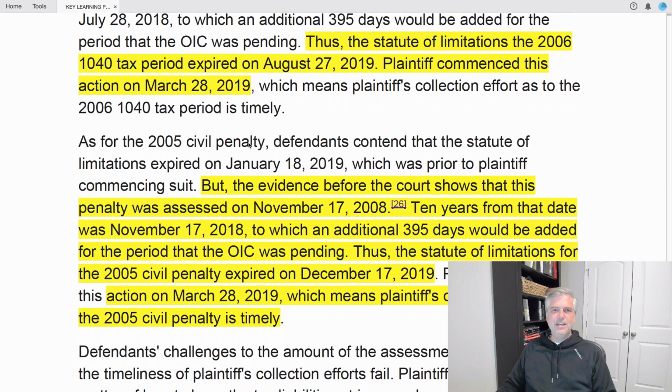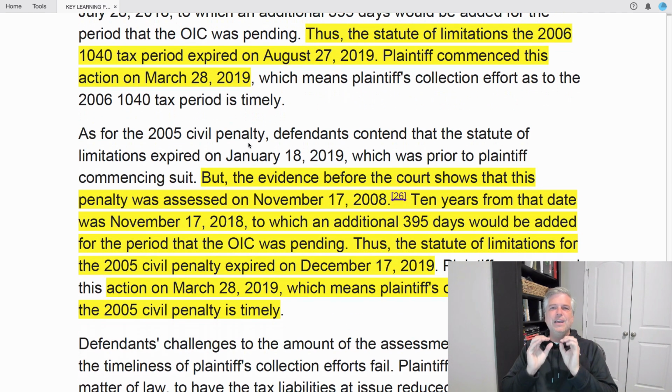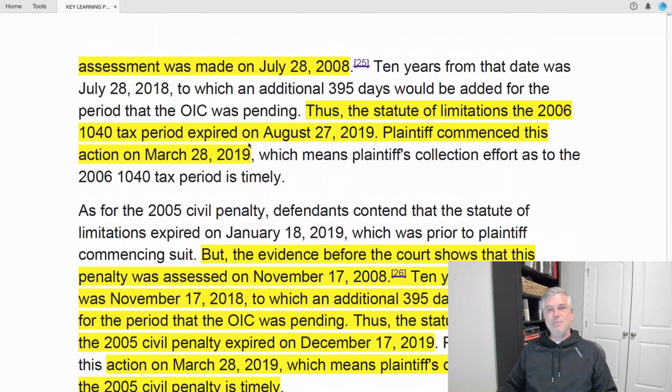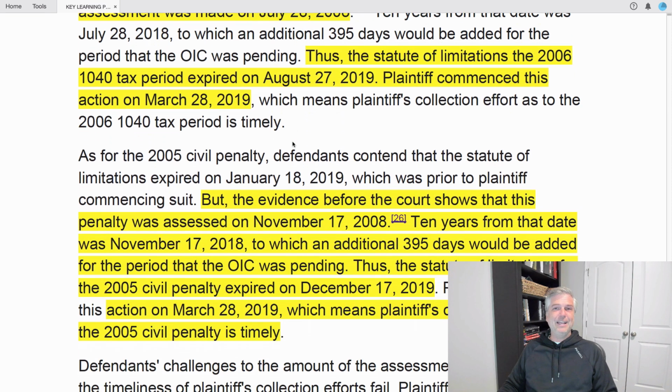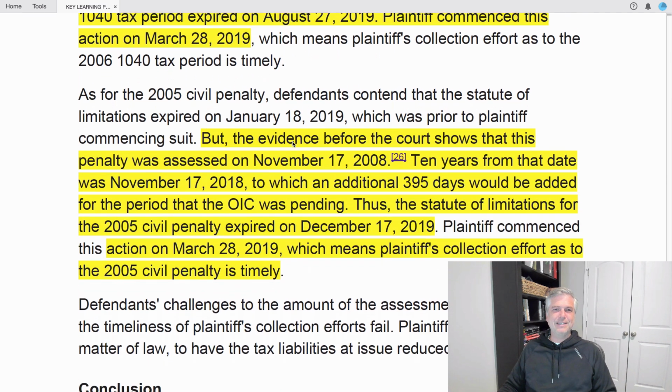They filed in March. So I've talked about this in other videos. You should only file an offer in compromise when you legitimately, and from an educated standpoint, are really confident it will be accepted. Because here's the danger: while that thing is pending, your time period stops. Okay? So it would have been too late for the government, but remember, we've got that additional 395 days, which is about 13 months. And so that made this lawsuit by the government timely.